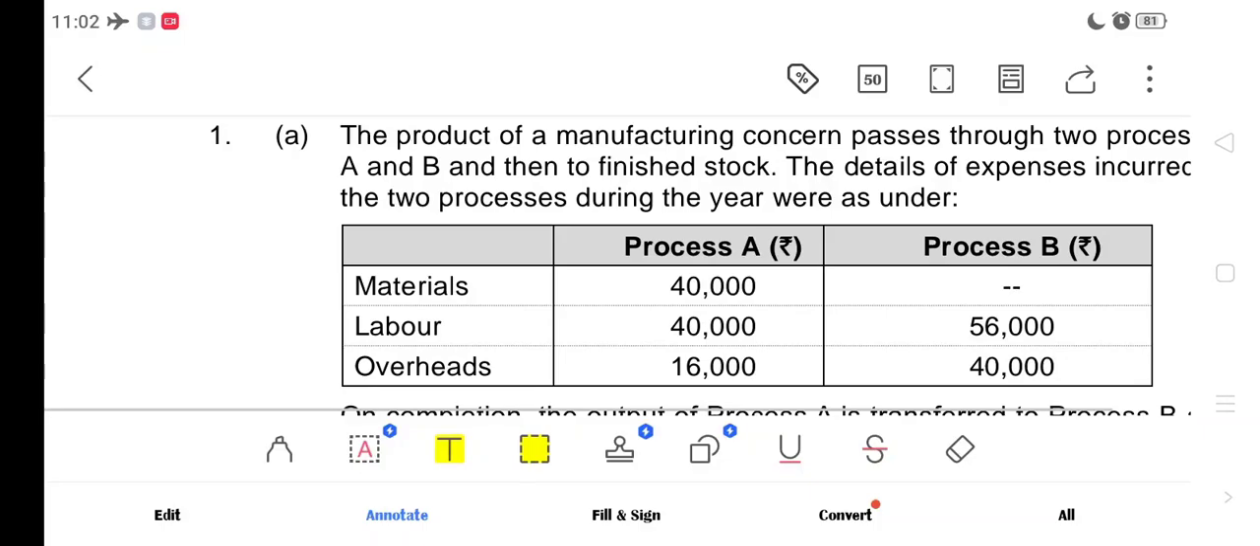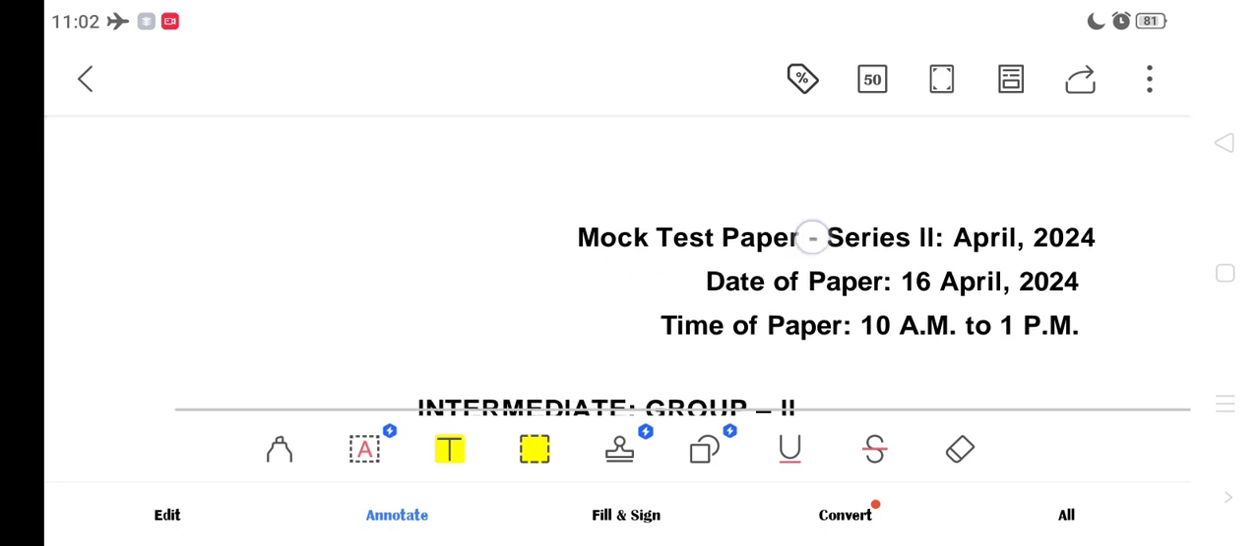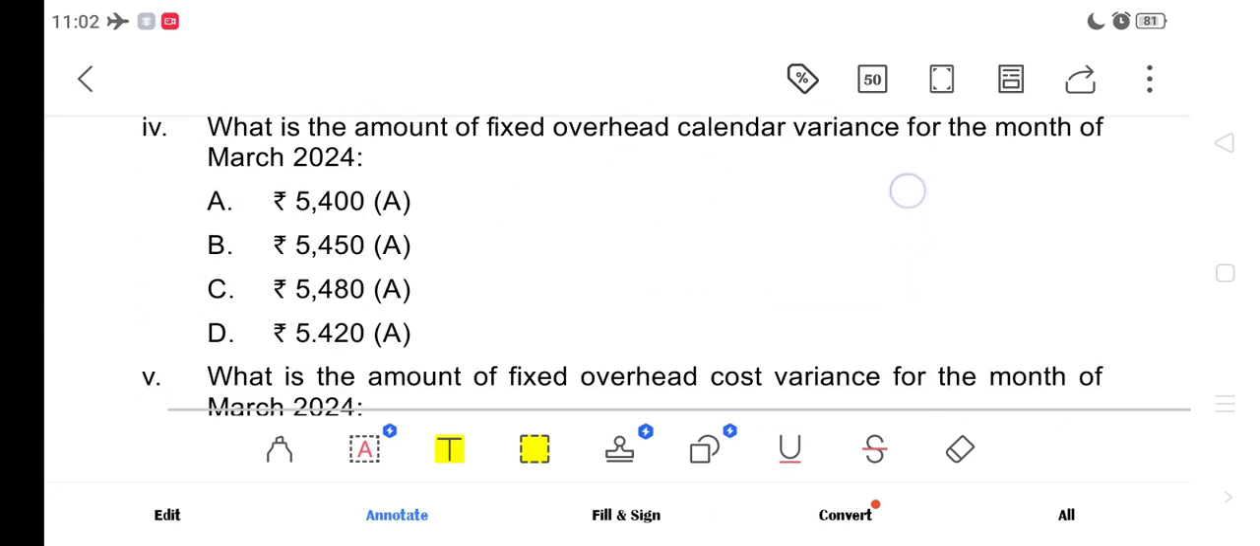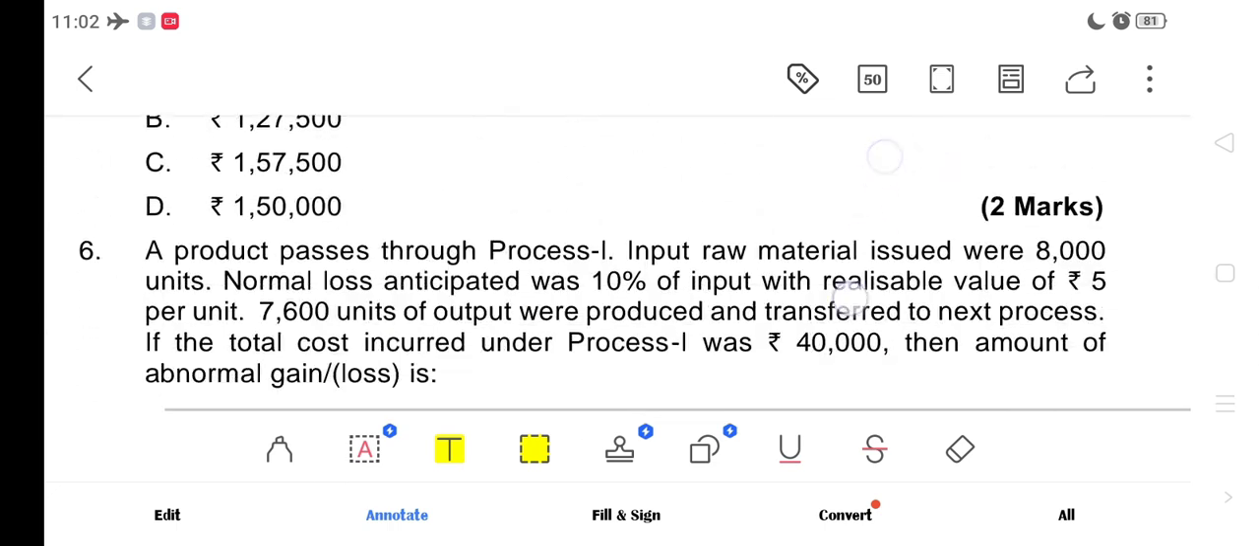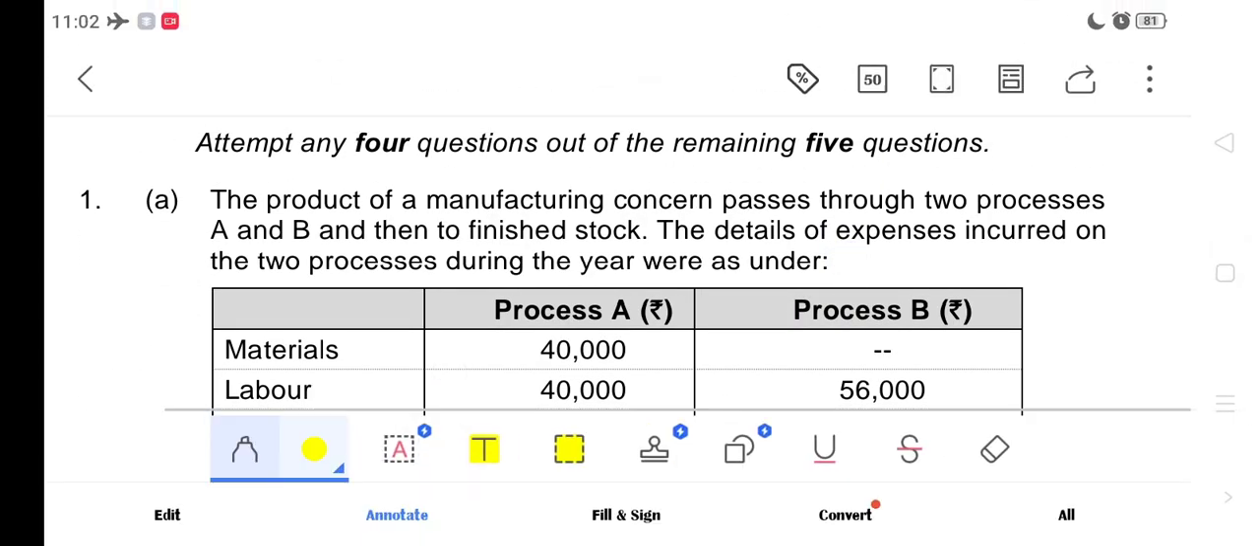Welcome back, guys. So now we are going to deal with costing April 2024 mock test series. In that we are going to deal with only the descriptive part of it. Okay. Now let's see the question number 1, A part.